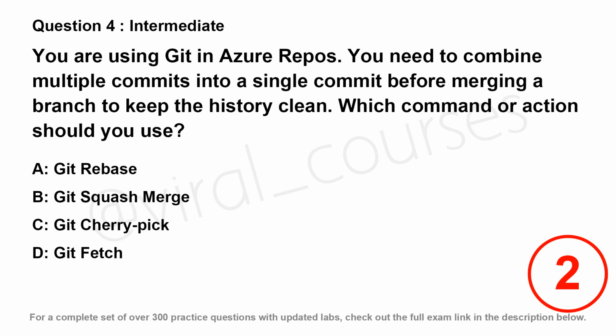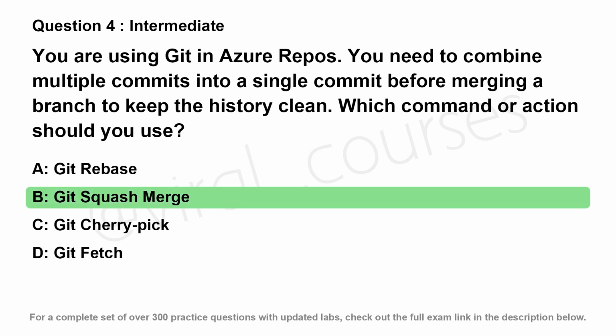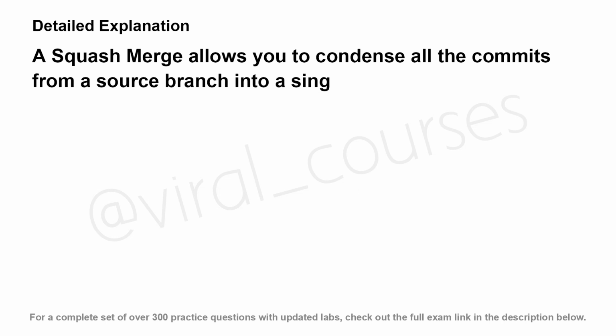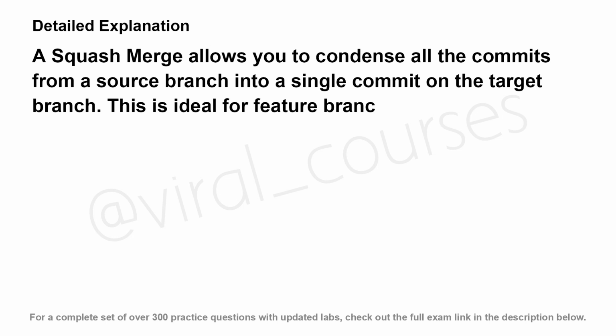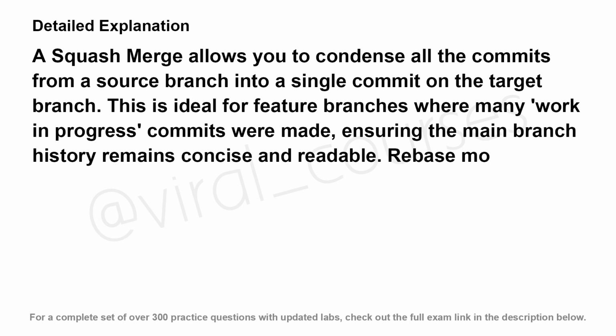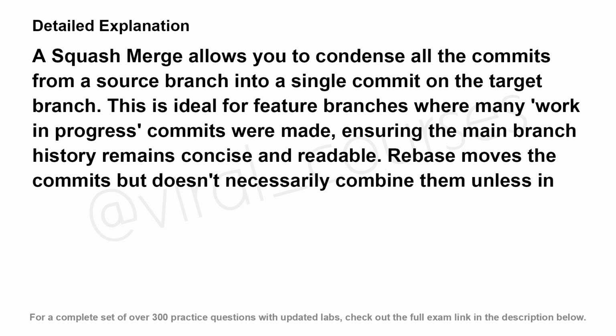The correct answer is B. A squash merge allows you to condense all the commits from a source branch into a single commit on the target branch. This is ideal for feature branches where many work-in-progress commits were made, ensuring the main branch history remains concise and readable. Rebase moves the commits but doesn't necessarily combine them unless interactive rebase is used.